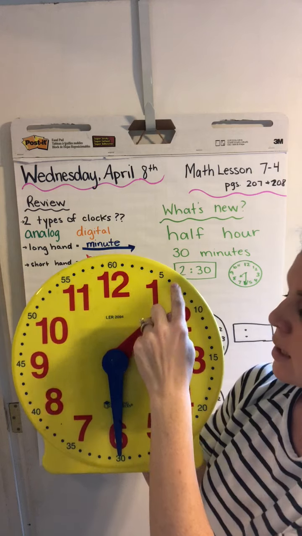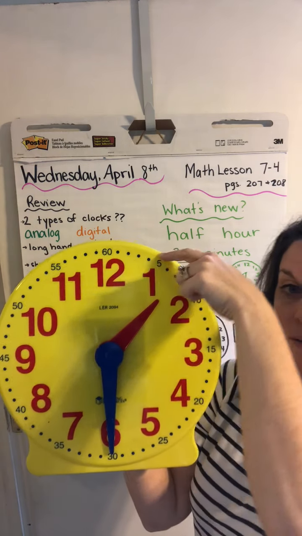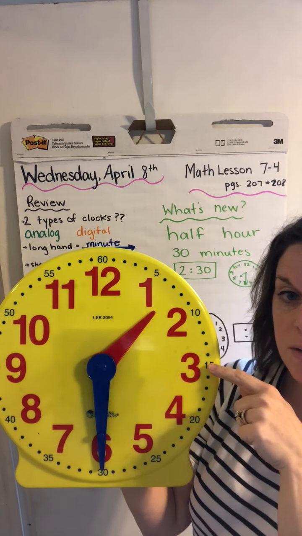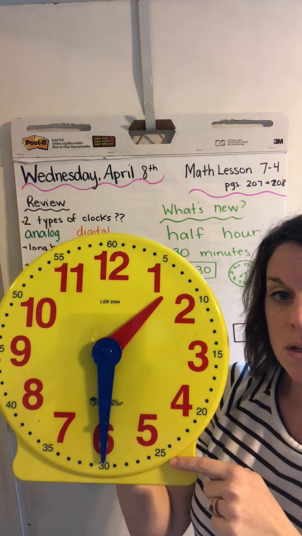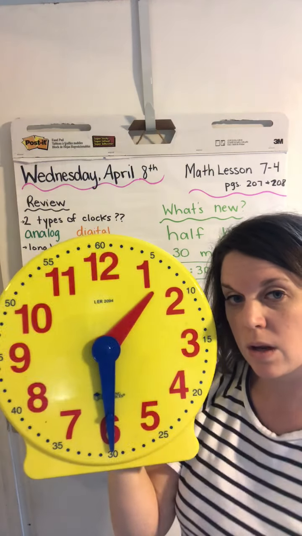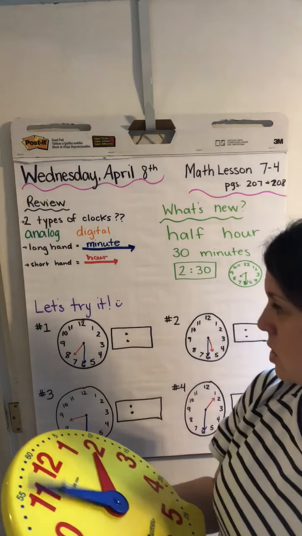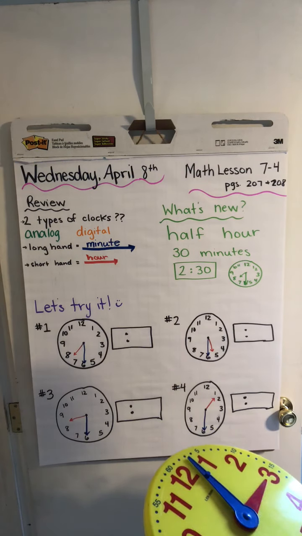So it's still 1 because it hasn't even gotten to the 2 yet. So it's 1, and then to figure out how many minutes, remember we counted by 5. 5, 10, 15, 20, 25, 30. So this shows 1:30, okay? All right, let me do a few more.